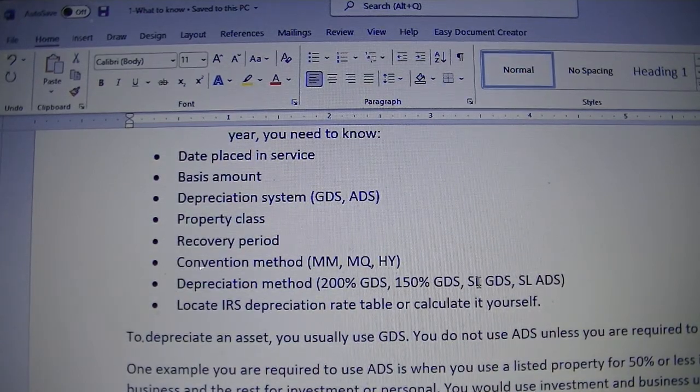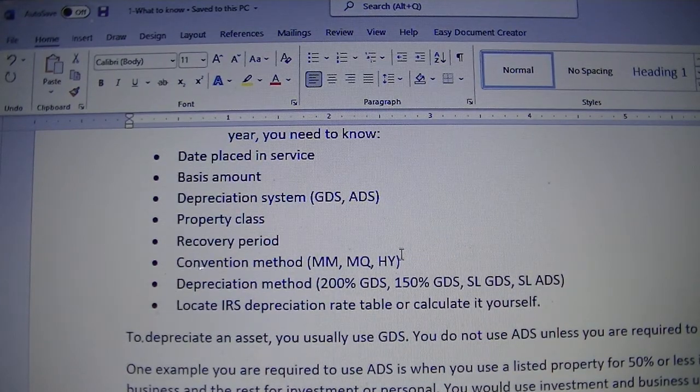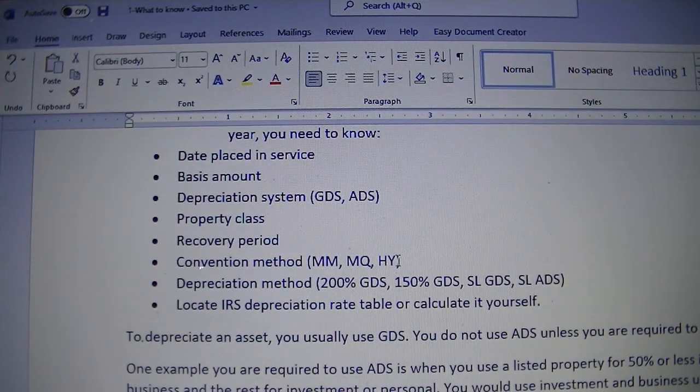But the first year and the last year are going to be different because of the conversion method you take. So if half year, that means the first year and the last year you'll take a half deduction. So if the asset will be deducted in 5 years, chances are it's going to be deducted in 6 years. And year 1 and year 6 will be half the amount, pretty much.